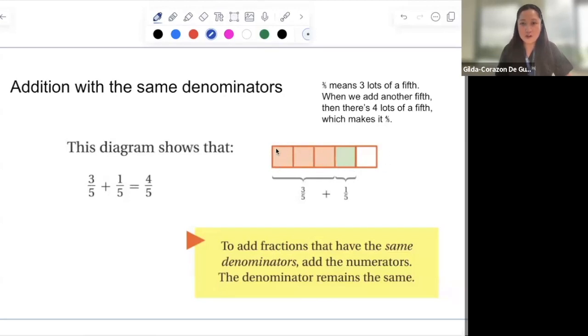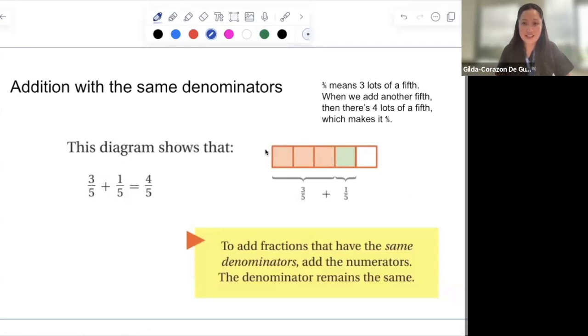Okay, now I hope that you heard that term, equal parts, and that's what we've always emphasized when we started talking about fractions. The whole needs to be divided into equal parts. Okay, and so we've always heard our teachers saying that to add fractions that have the same denominators, we simply add the numerators together, and then the denominators remain the same. And why does that work?